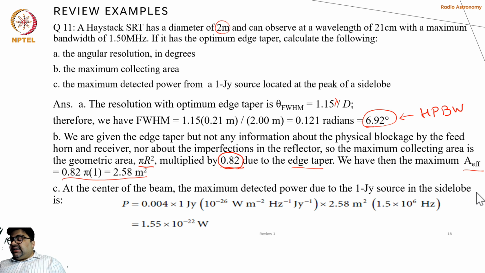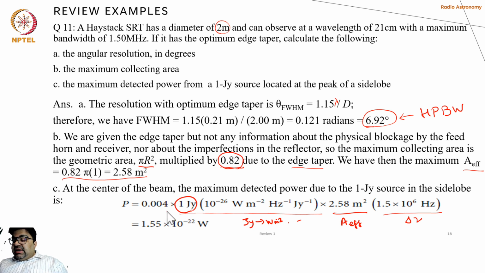Third question is, at the center of the beam, the maximum detected power due to a 1 Jansky source in the side lobe becomes, so power is P, a 1 Jansky source is in the side lobe, so this is times the effective area times the bandwidth 1.5 megahertz. This is the delta nu, this is the effective area, this is the conversion, Jansky to watt per meter squared per hertz. It's a 1 Jansky source.